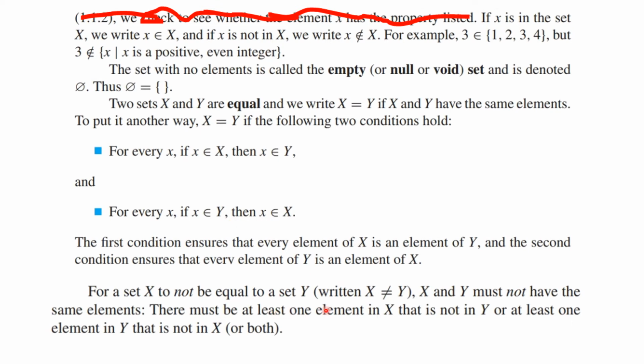For a set X to not be equal to a set Y, written X ≠ Y, X and Y must not have the same elements. There must exist at least one element in X that is not in Y, or at least one element in Y that is not in X, or both.